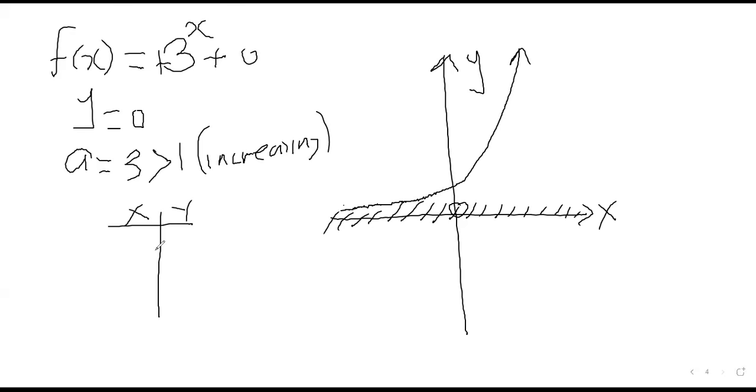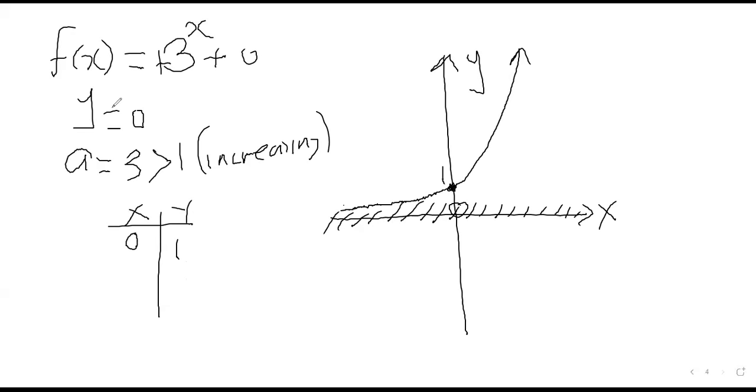So you have x, you have y. When x is 0, what is going to be the value of y? When we plug 0 there, we have 3 to the power 0, and 3 to the power 0 is 1. So our y-intercept is at y equals 1, and the coordinates at the y-intercept are (0, 1). I'll put a number there to show it is cutting there. That is the first value that we have.